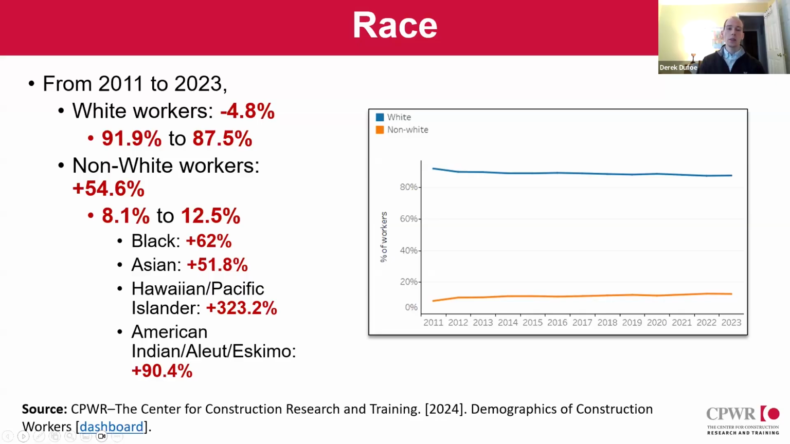And if we take a little deep dive into this group of non-white workers, we can check out the change in employment by race. And from 2011 to 2023, the total number of Black workers in construction increased 62%, from around 494,000 in 2011 up to around 796.1 thousand in 2023.